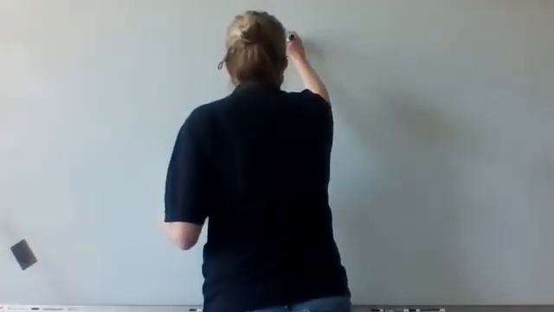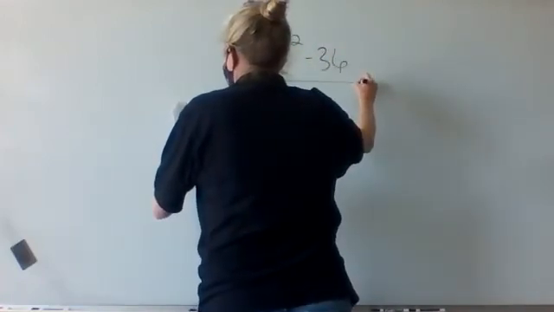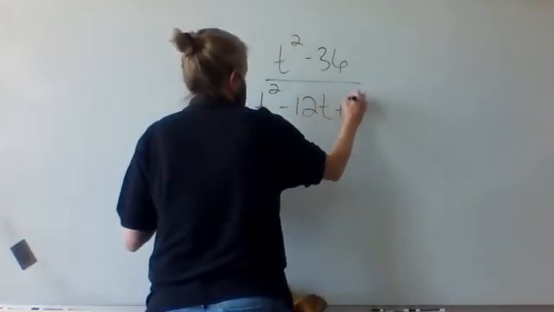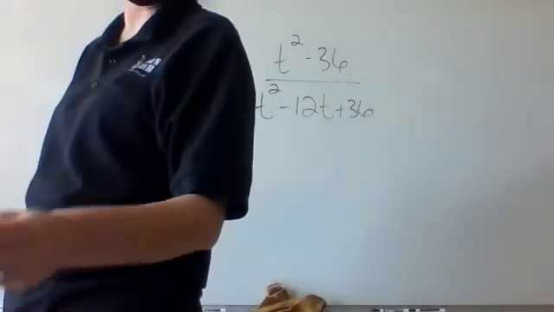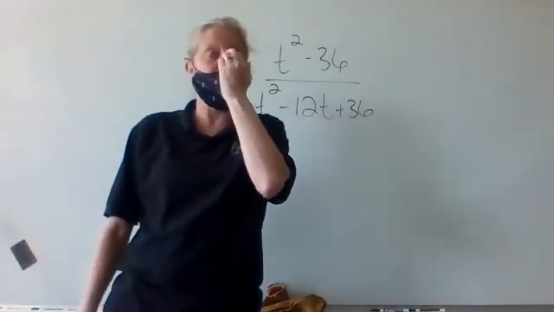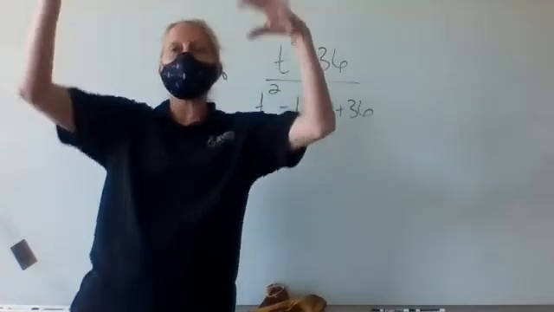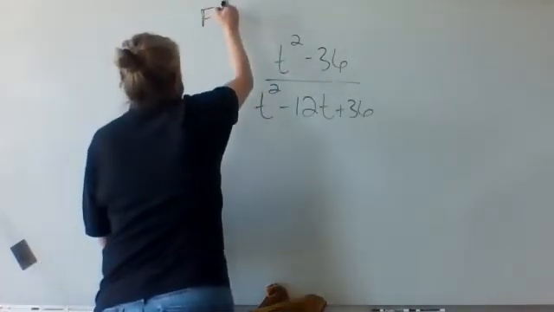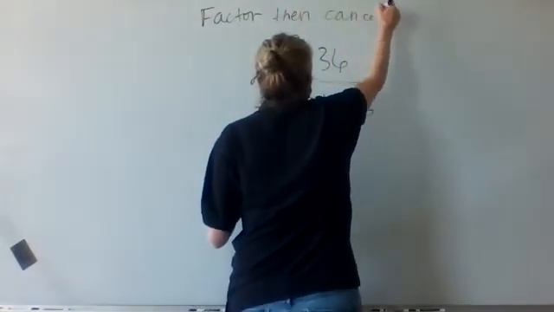On 13, I have t squared minus 36 over t squared minus 12t plus 36. It says to simplify by removing factors of 1. That means if you are simplifying a fraction and the top and the bottom have multiple terms in them, you are going to factor, then cancel.